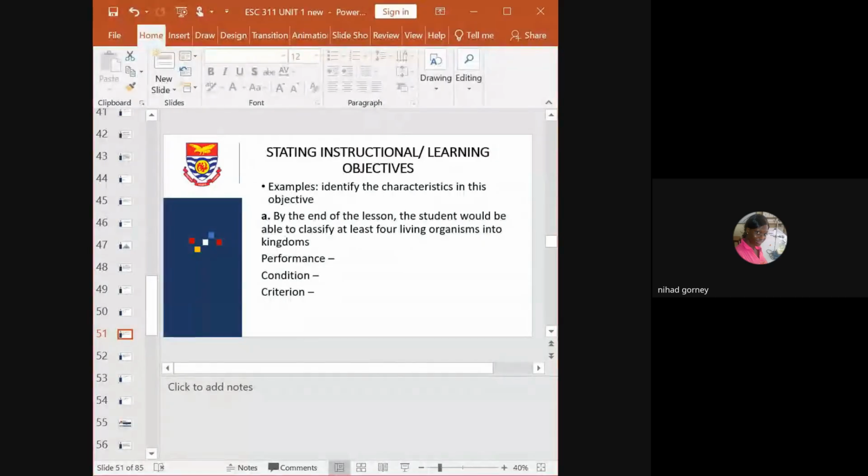Another example I have here, you will tell me the 3 parts: performance, condition, and criteria. By the end of the lesson, the student will be able to classify at least 4 living organisms into kingdoms. Class, help me. What is the performance in this objective? What is the condition and what is the criteria here?